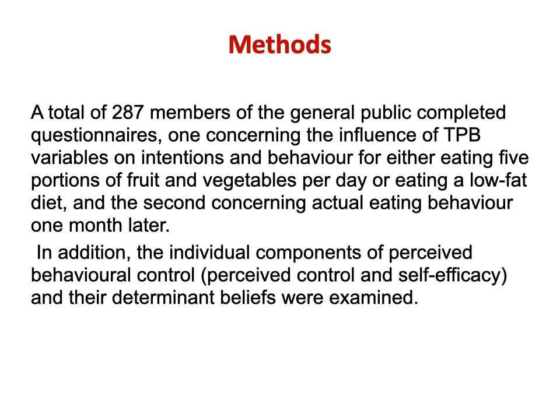One concerned the influence of theory of planned behavior variables on intentions for either eating five portions of foods containing fruits, fish and vegetables per day, or eating a low fat diet, and the second concerned the actual eating behavior one month later. So the study is asking about your concept and the theory and behavior constructs, and another questionnaire for what you have already done in the last months. In addition, the individual components of perceived behavior control, or perceived control and self-efficacy, and the discernment of belief were examined.